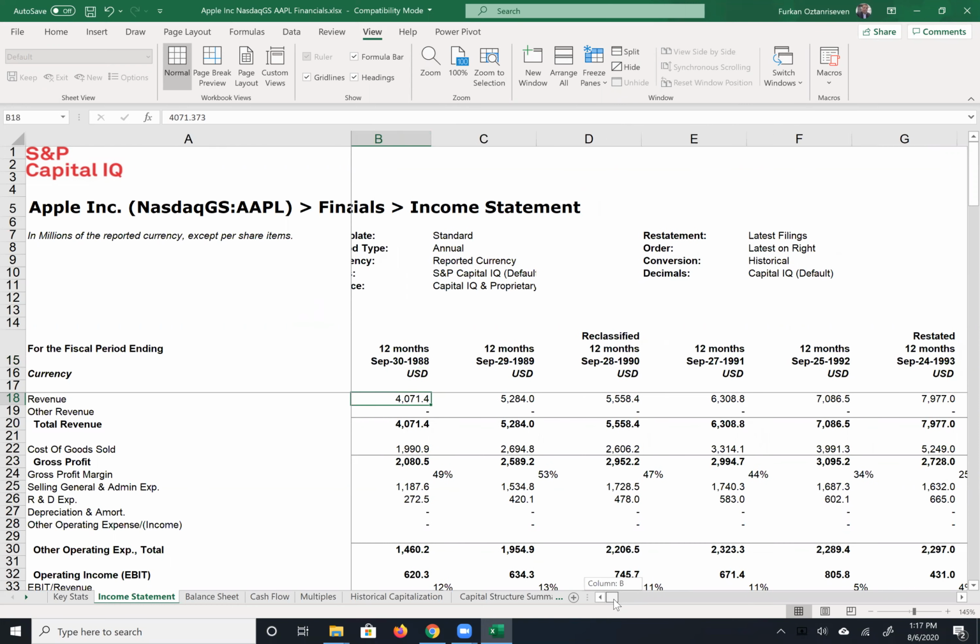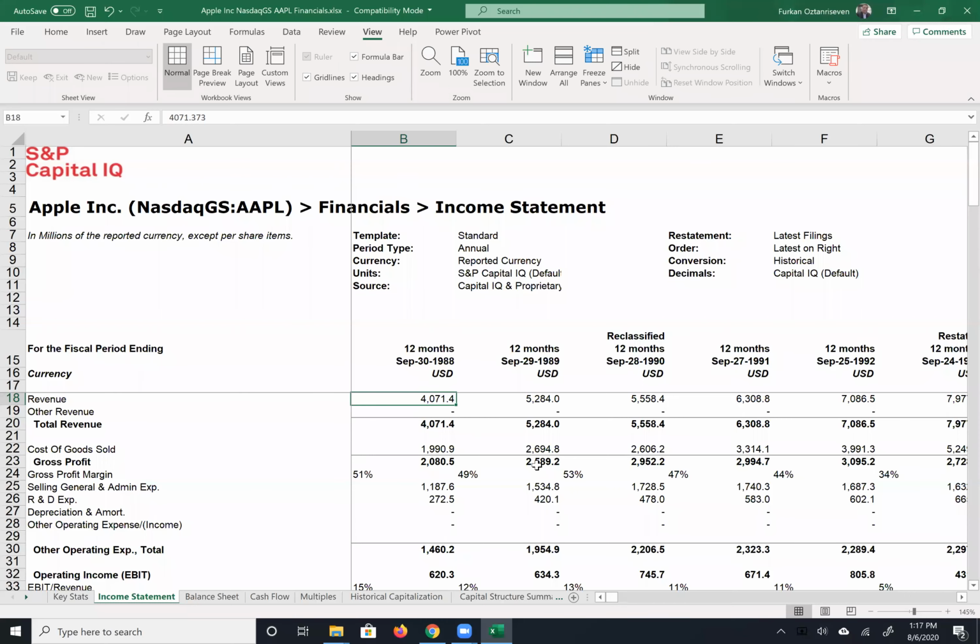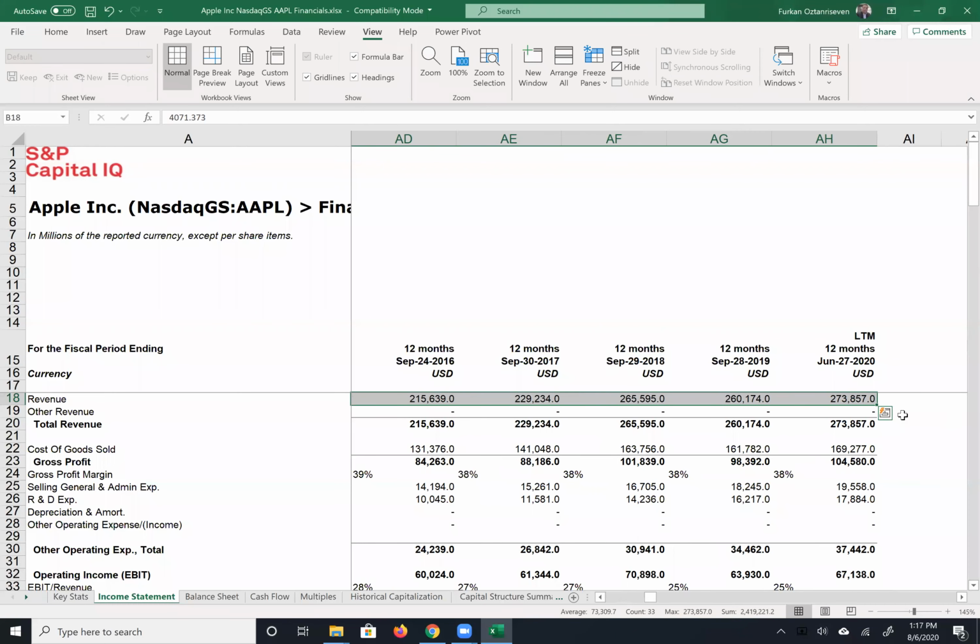So now what I would like to do is go to the most recent data, which is at the very right. So what I'm gonna do is Control Shift right arrow. That will bring me up to the 2020 data. You can see the most recent data is from the June 27th quarterly report, which, as you can see, is based on the last 12 months of data.